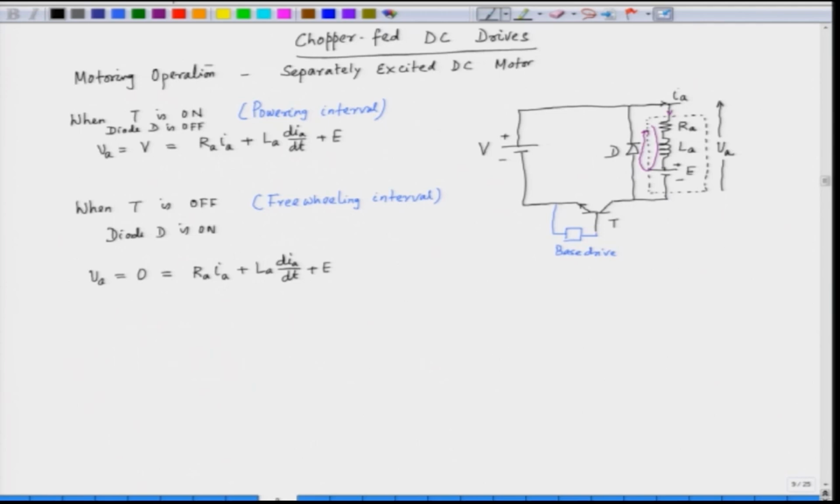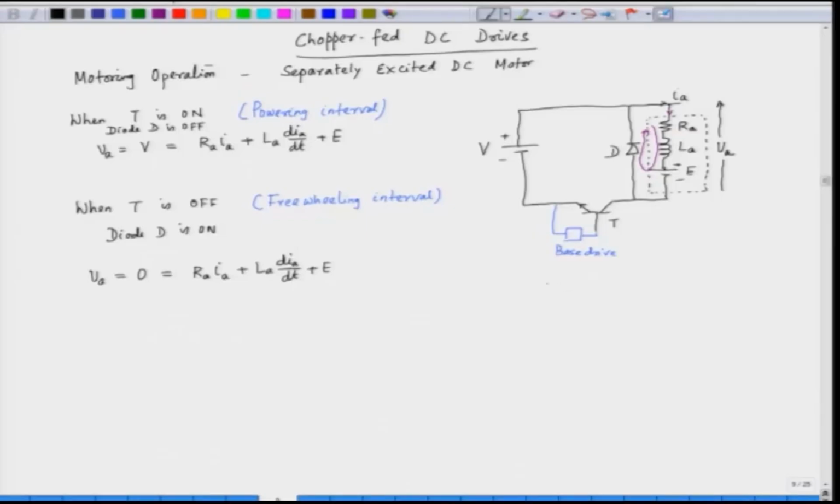The armature current is freewheeling through the diode because the armature has sufficient inductance. If not, we can add some inductance in the armature circuit. The armature inductance has some energy, and this energy freewheels through the freewheeling diode, D. Now, if we draw the waveform of the voltage and current across the armature, we will obtain the following waveforms.